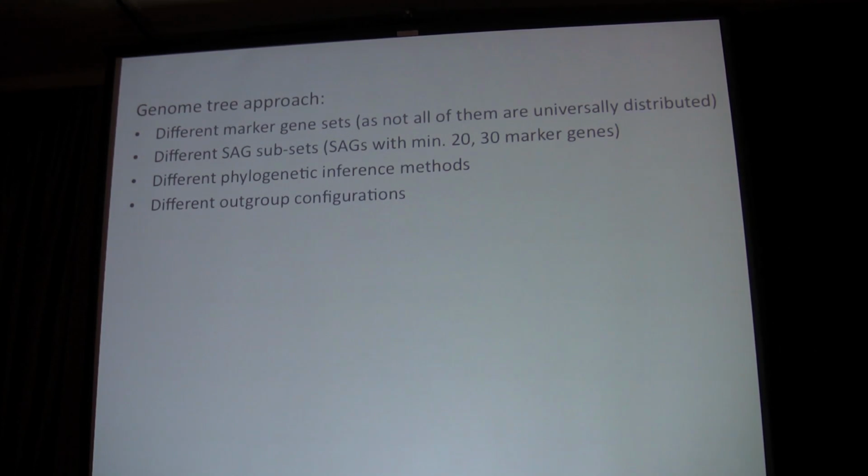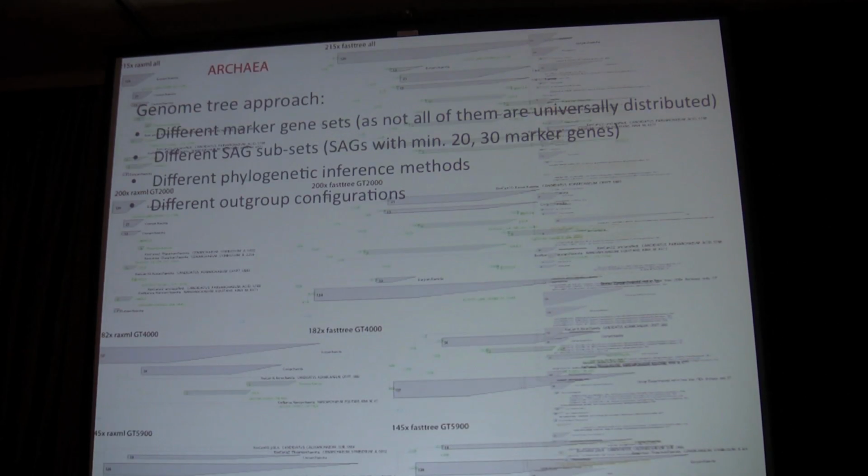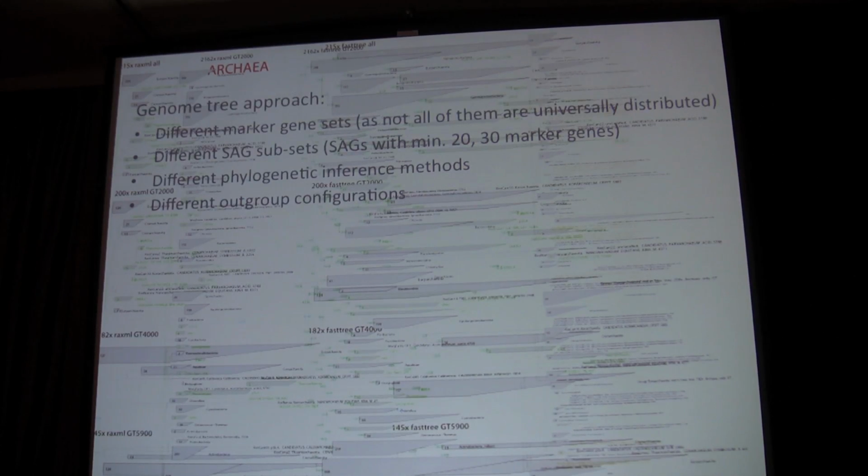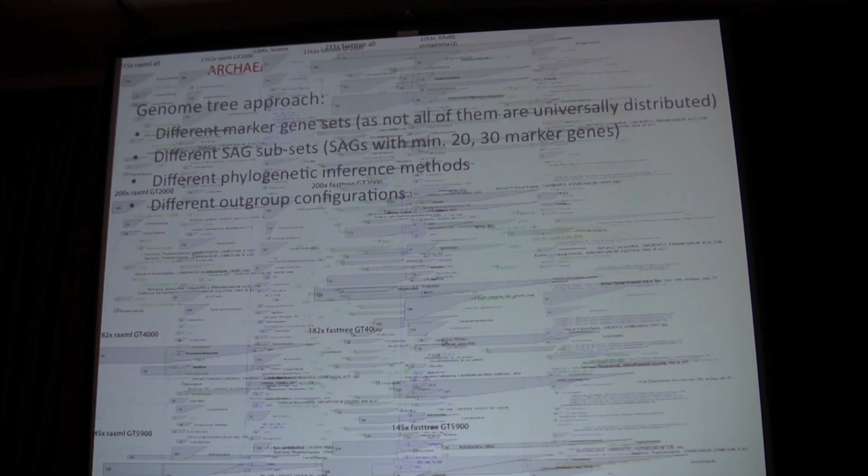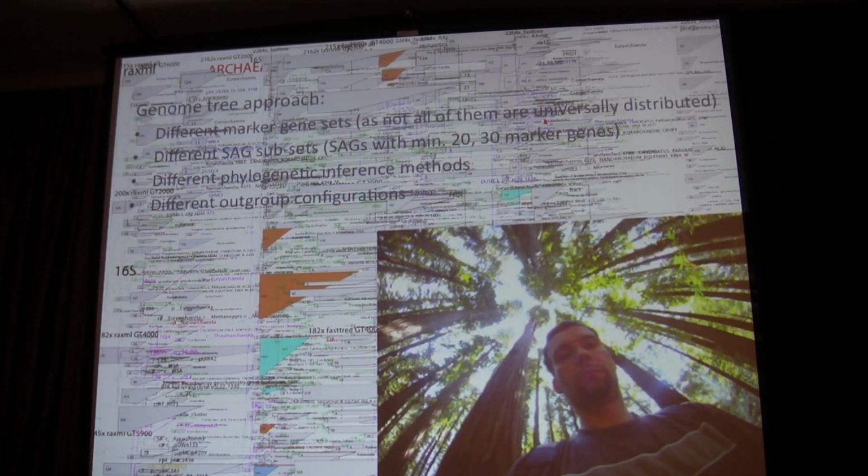In addition to that, we used different phylogenetic inference methods. And then we also used different outgroup configurations. And we started building trees, many trees, dozens of trees, many dozens of trees. And if I say we, I really mean Christian Rinke, who did this work, and he's sitting in the audience here. So he built many, many trees. And this is him right here, and he had a poster yesterday. He likes trees.